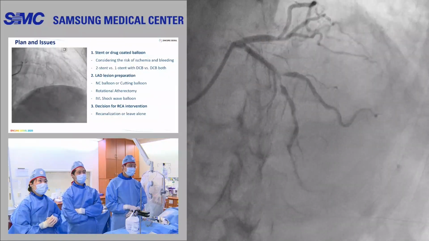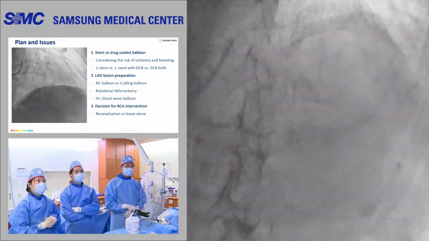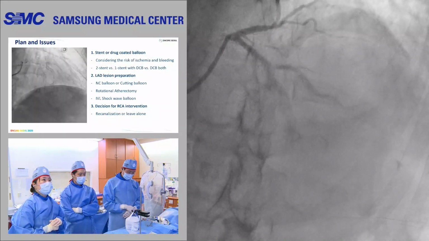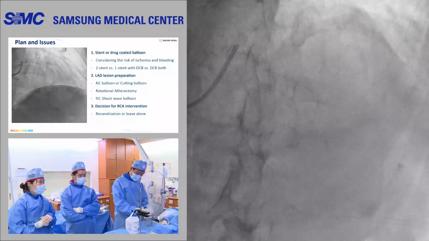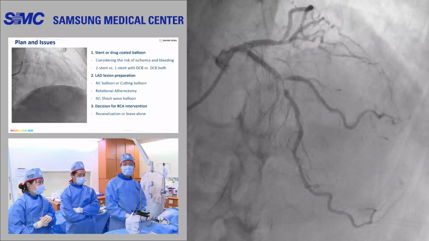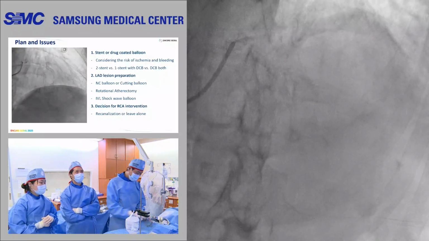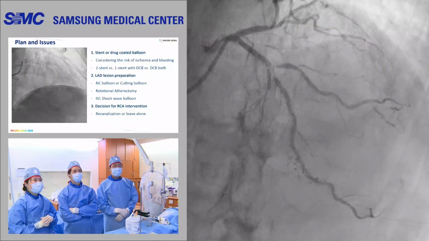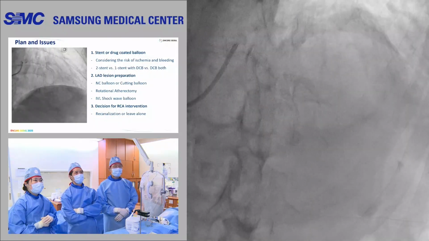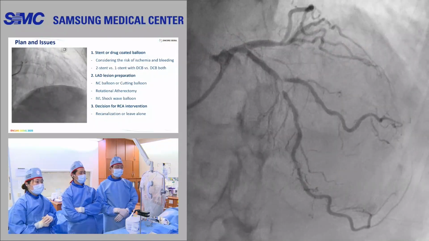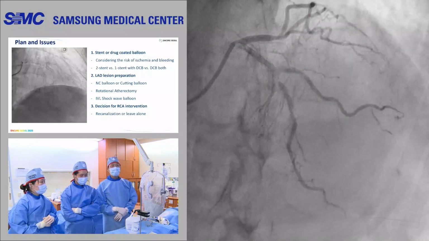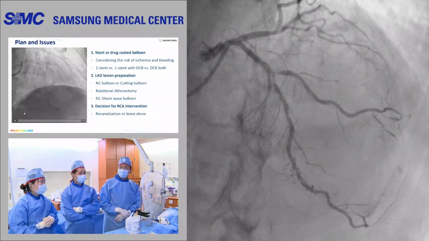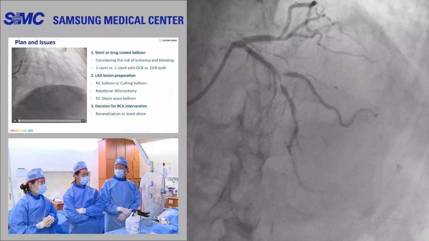Yeah. So even though we use a small amount of contrast in the elderly patient, it's easy to shift to dialysis. You prefer a zero contrast PCI, right? No, anyhow, we do our best. You'd better use just a single injection. I try to finish the procedure within 50 cc of contrast. I think that's enough. Good.